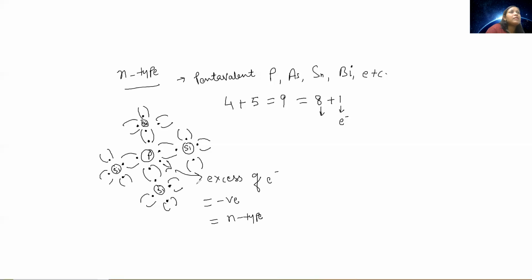The other name of n-type is donor type. Why is it called donor type? Because since it has one extra electron, it will always try to donate this electron to acquire stable structure. So in order to become stable, it will have the tendency to donate this extra electron. Therefore, its name is donor type. So I hope you have got the concept of p-type, n-type, acceptor type, and donor type semiconductor.